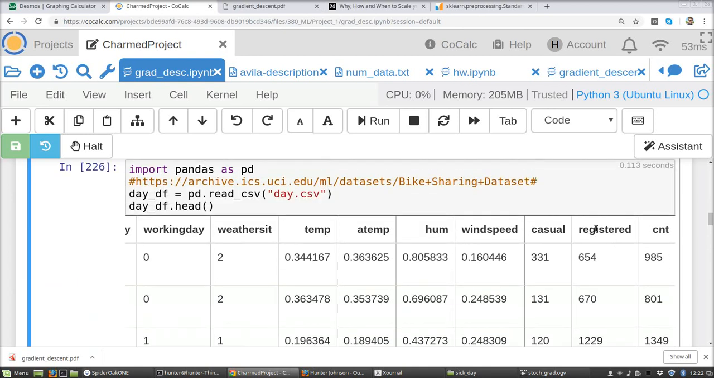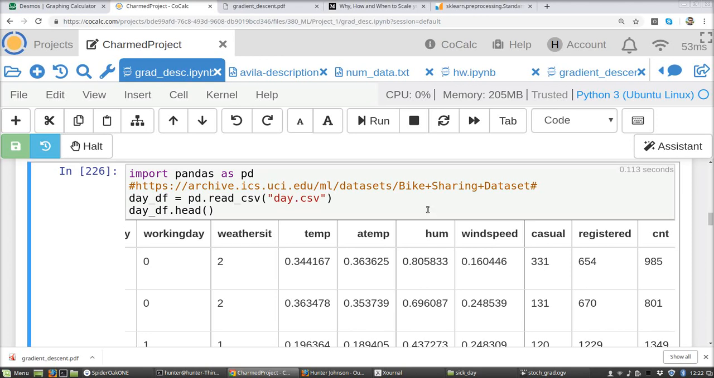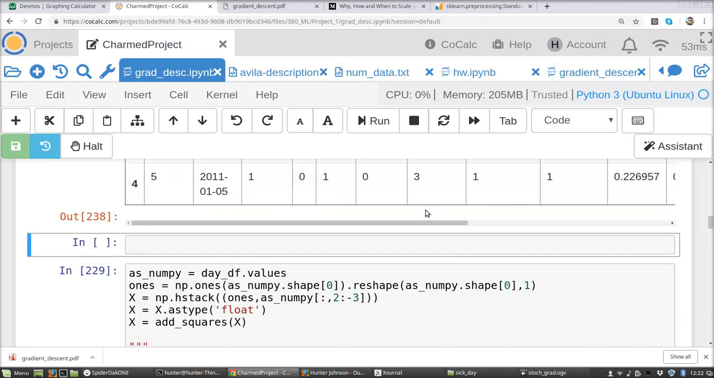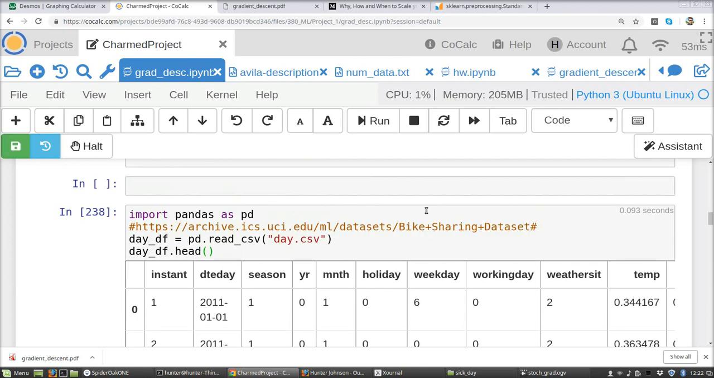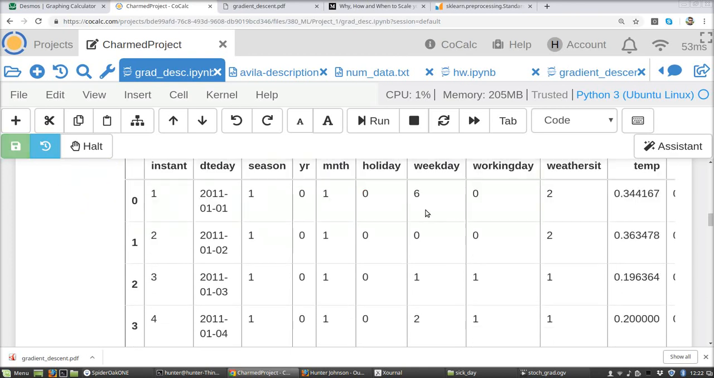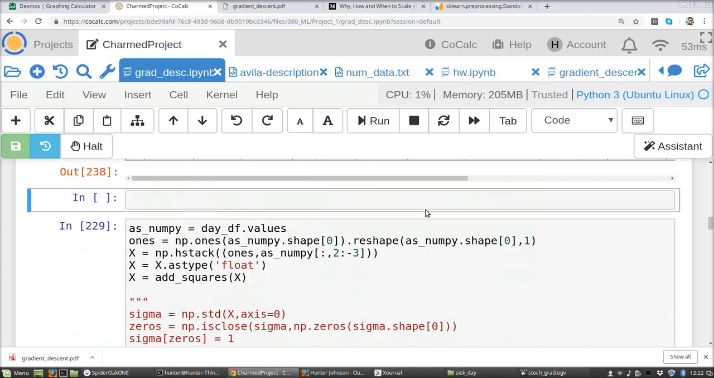So there are 3 things that you could use for a target. You have to choose one. So this last one is the total. This one is the registered users, and these are just the casual users. So this is a regression problem. And the goal is to predict how many people were riding City Bike based on the weather and other information.